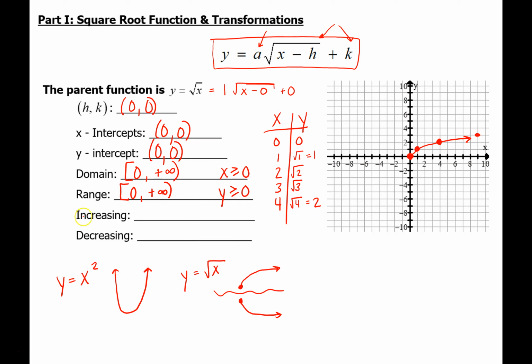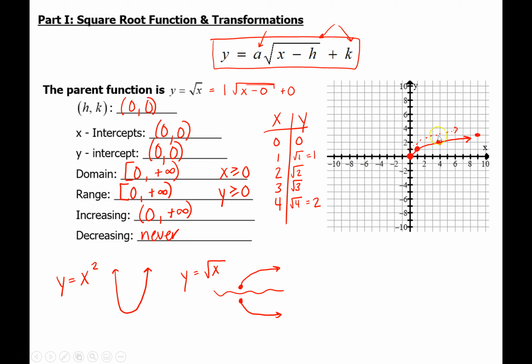Increasing and decreasing, we are looking at the x's from left to right. If I start on the left and follow this graph to the right, then I'm going uphill, so that means it's increasing starting at 0 and going all the way to the right. It is never decreasing. Okay, so let's look at a couple of transformations.